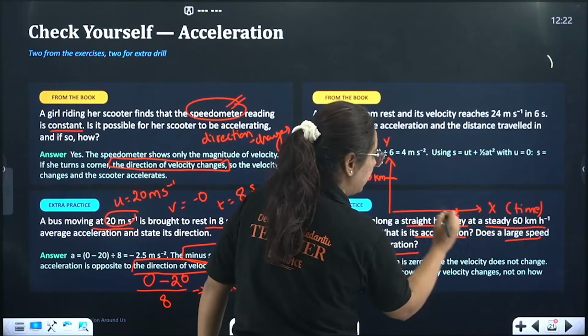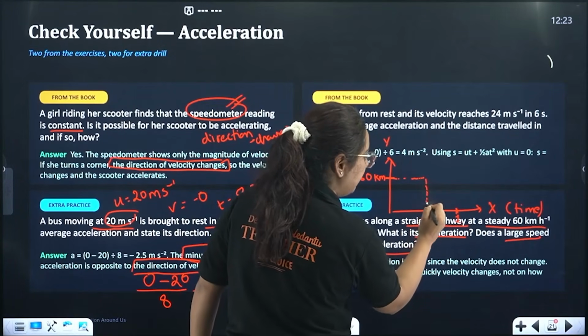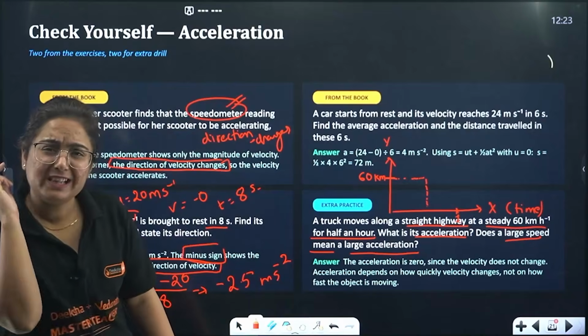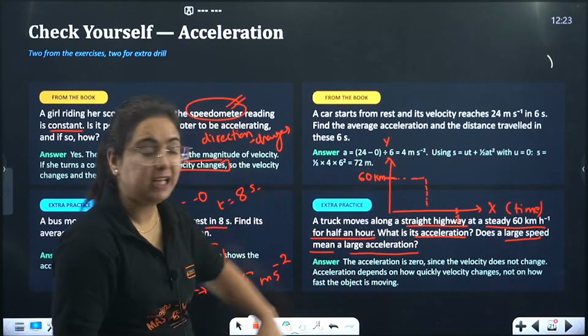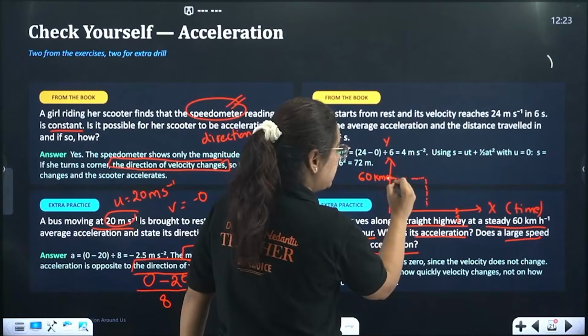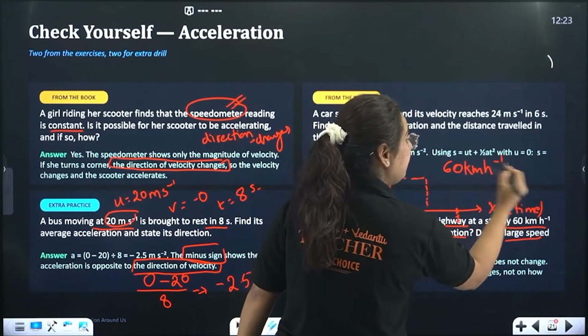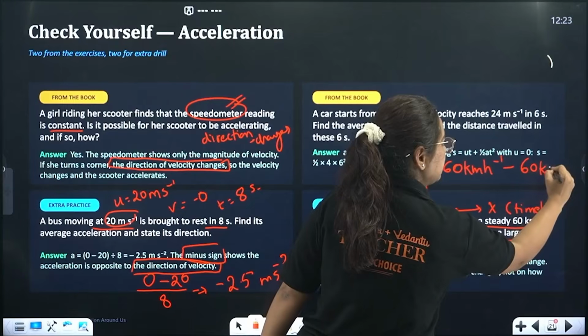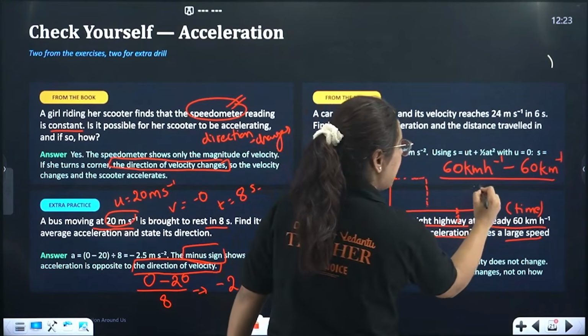This is 1 hour. Okay. So the truck is moving constantly with the same speed for half hour, right? Will there be any change in the acceleration? No change in the acceleration. Why? Because here the initial velocity was also 60 km per hour. The final velocity is also 60 km per hour, upon the time taken, that is half hour.